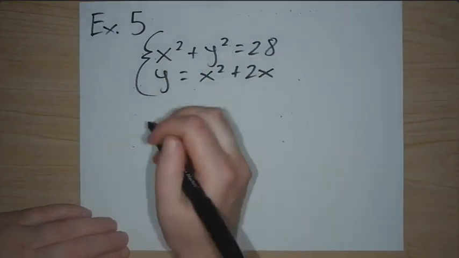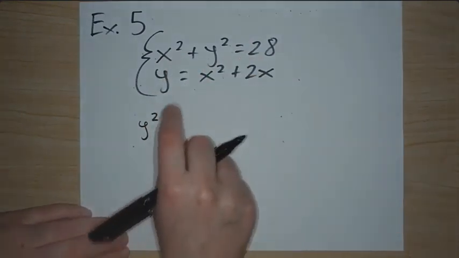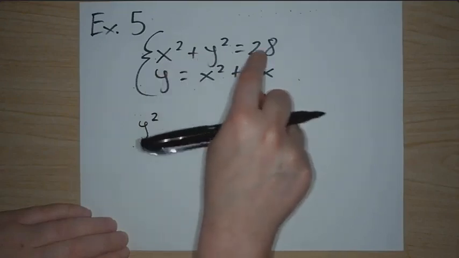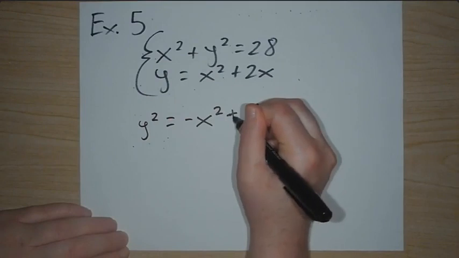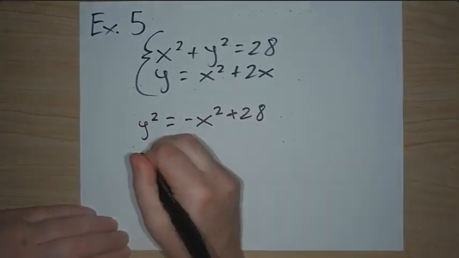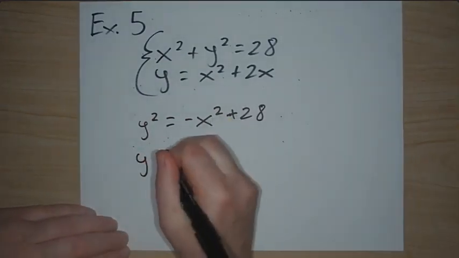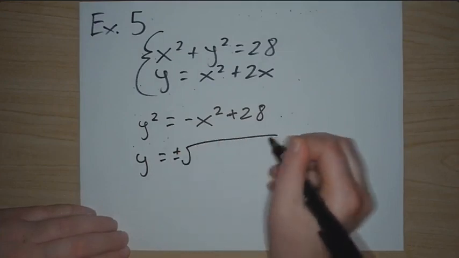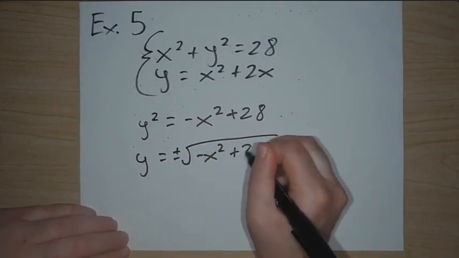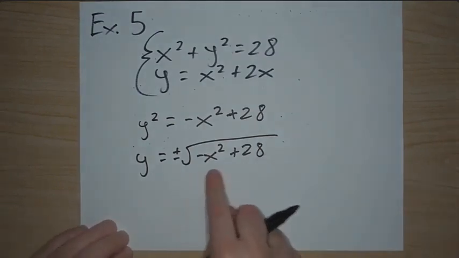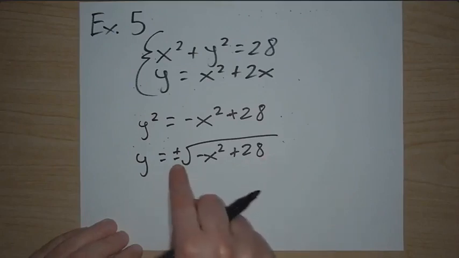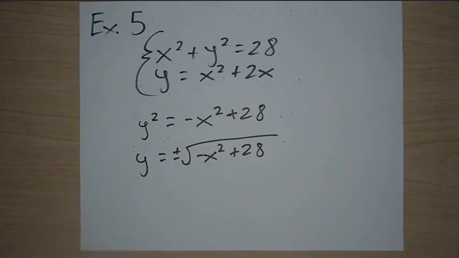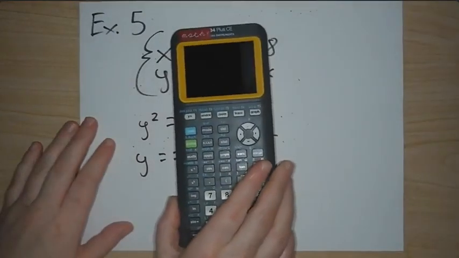So solving this one for y, I'm going to write it as y squared equals negative x squared plus 28, subtracting x squared from both sides. And then square rooting both sides, we have y is equal to plus or minus the square root of negative x squared plus 28. When we write this in the calculator, we'll put one y equal to the positive of this, and one equal to the negative of this. So now that they're both y equal to, we can put them into our calculator.